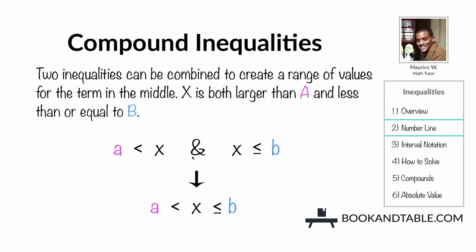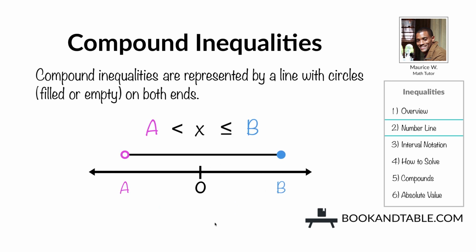Let's now take a look at compound inequalities. When we have two inequalities, they can be combined to create a range of values for the term in the middle. If x is both larger than a and less than or equal to b, we can combine these statements to get one single statement: x is greater than a, x is less than or equal to b. So that means x is the range of values with an empty circle above a and a filled circle above b.